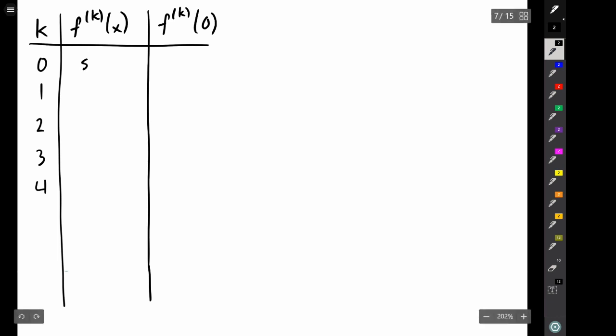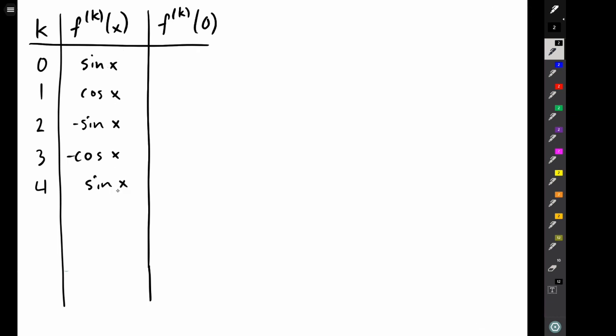So here, the original function is just sine of x. The derivative is cosine. Then the second derivative is negative sine. And the next derivative is negative cosine. And then we're back to sine. Right? So let's plug in x equals 0 to each of these. We're going to get 0, 1, 0, negative 1, 0.